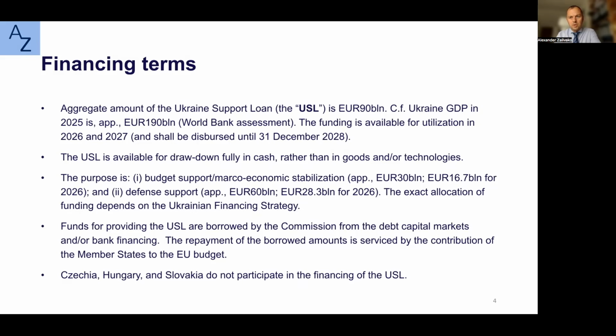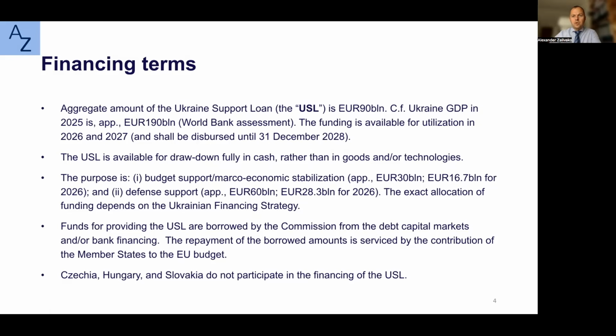with, for example, the Marshall Plan, which was the reconstruction plan for Europe, and which, if adjusted for inflation, was in the region of 150, 170 billion euros. Given that the financing is provided for 2 years, 2026 and 2027, that's quite a remarkable amount.